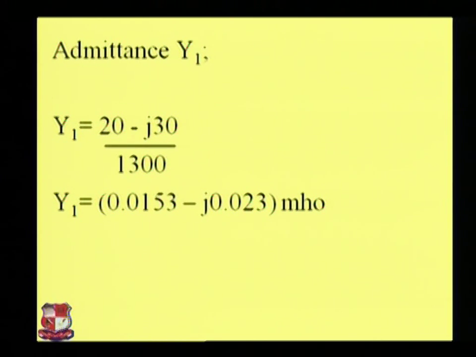So y1 equals 20 by 1300 minus j30 by 1300. The value of 20 by 1300 is 0.0153, minus j30 by 1300, which is j0.023. Remember, admittance is the inverse of impedance, so 1 by ohm is known as a mho. So the unit of admittance is mho.